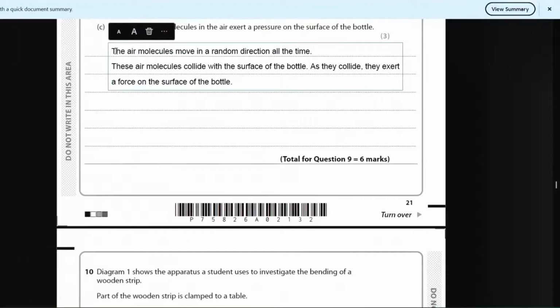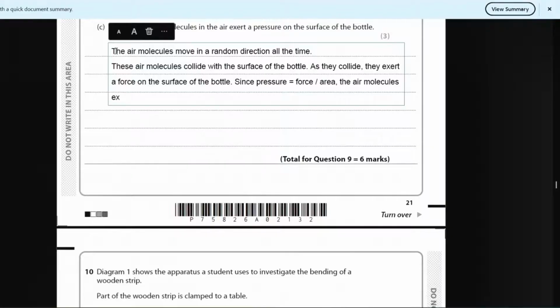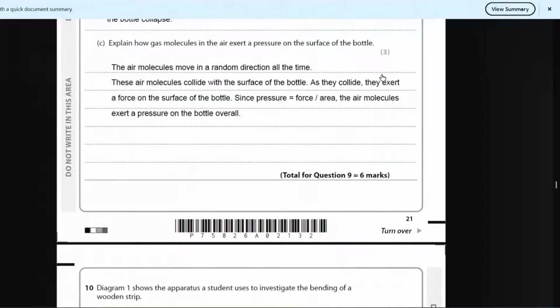And according to the definition of pressure, since pressure is equal to force divided by area, the air molecules exert pressure on the bottle overall. That should be enough for 3 marks.